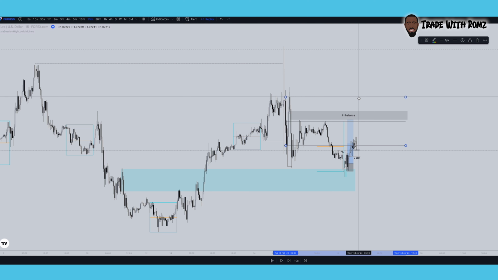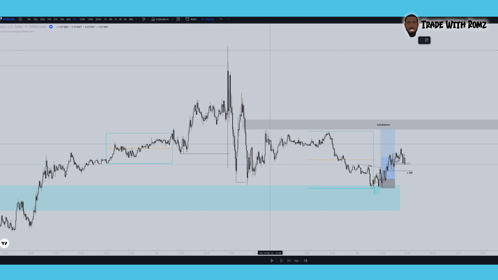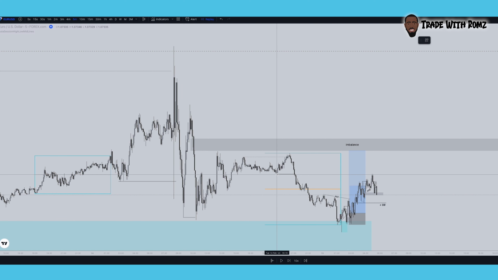There's no need for it to go any higher. But then I noticed, going to the 5 minute, price had actually taken out this high internally and created a market structure shift here, and guess what? It's lined up perfectly.